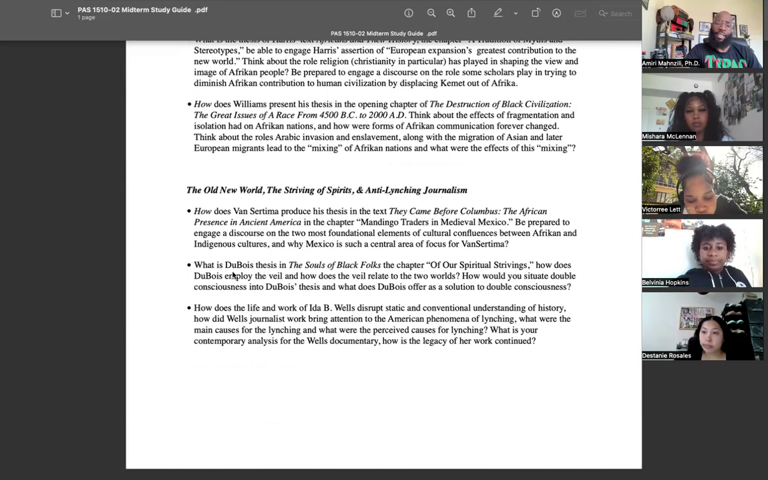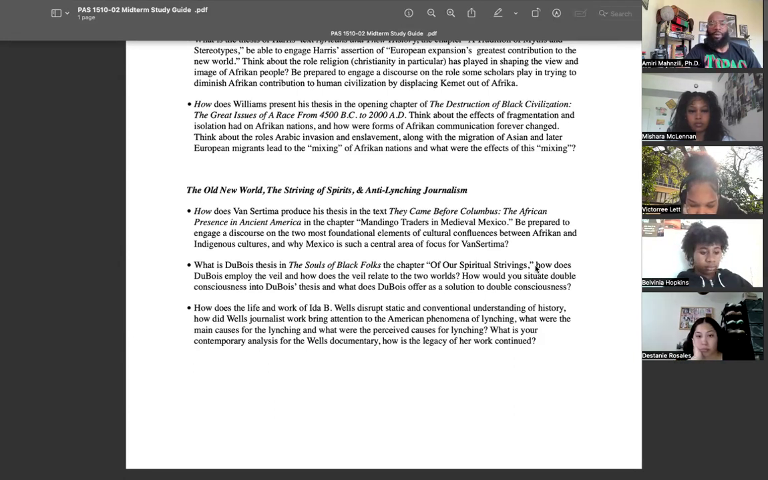So what is the thesis of The Souls of Black Folk? I'm just asking you at this point to clearly state what the thesis is, right? And I would argue that this is one chapter where there's not a lot of room for interpretation on the thesis. He stated very clearly what the thesis is. So once you state what the thesis is, I'm asking you to think about how Du Bois uses the veil, right?